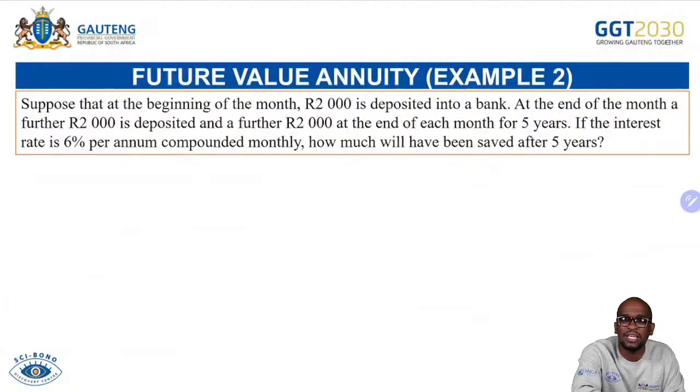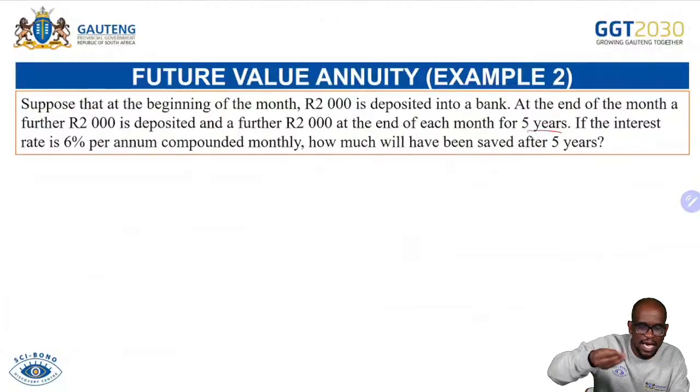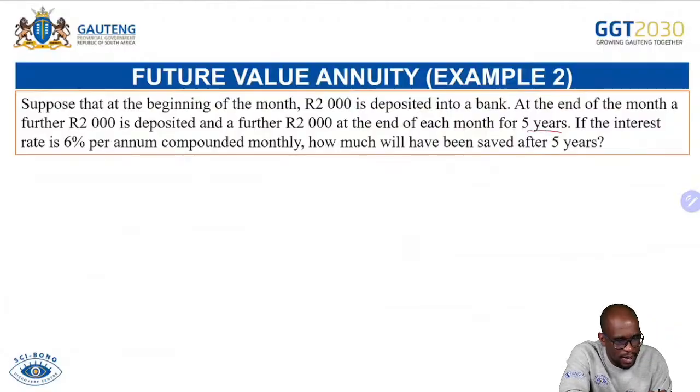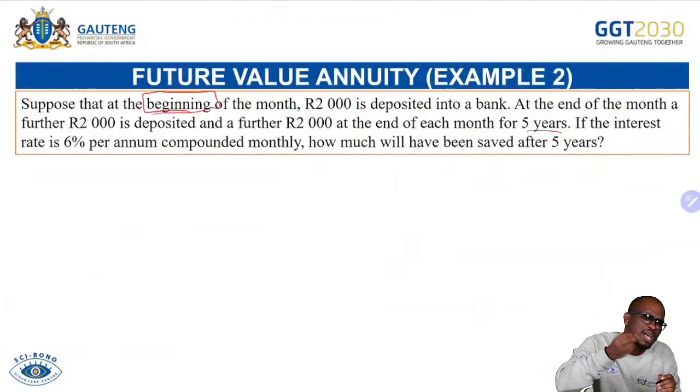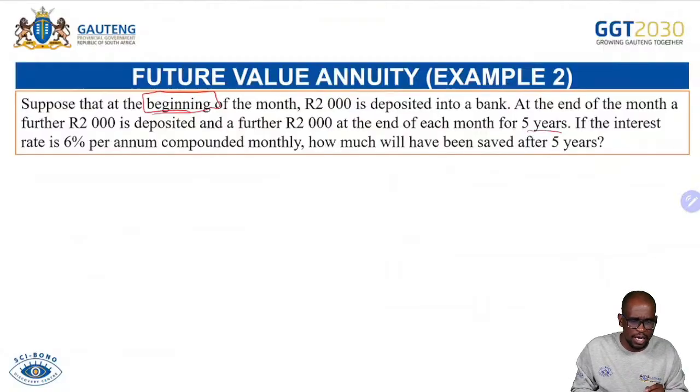Suppose that at the beginning of the month, 2,000 is deposited into a bank. At the end of the month, a further 2,000 is deposited, and a further 2,000 at the end of each month for 5 years. So we're doing it at the end of the month, but now we started at the beginning. That should give you something to think about.